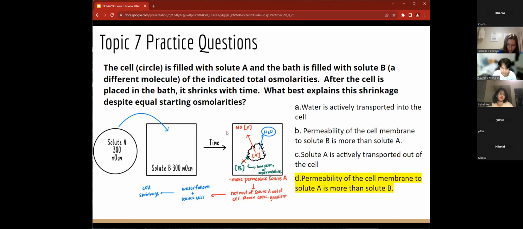So if that were to happen, the permeability of solute A out of the cell has to be greater than the permeability of B that moves into the cell. That's why this question is D. Why are the other choices wrong?